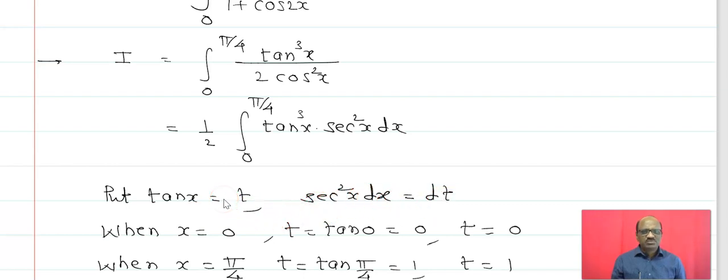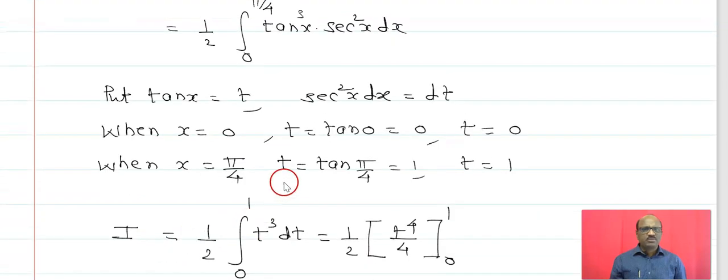Now as we are substituting, we are changing the variable, and at the same time we will change the limits. When x is equal to 0, t is equal to tan 0. Again I will repeat, when x is equal to 0, t is equal to tan 0. The value of tan 0 is 0, and therefore t is equal to 0. The lower limit is 0. When x is equal to pi by 4, t is equal to tan pi by 4, and tan pi by 4 is 1, and therefore t is equal to 1.